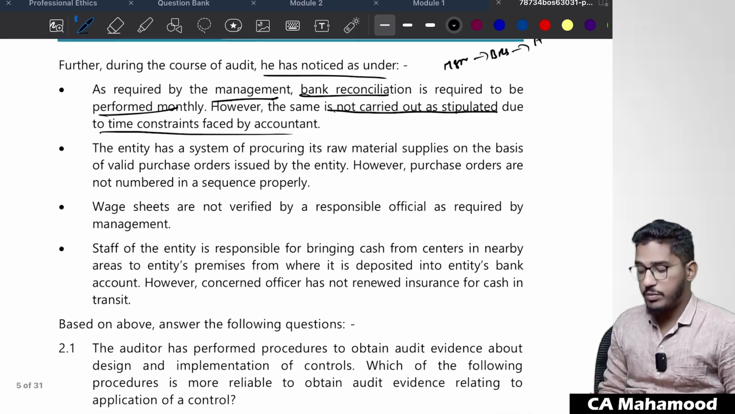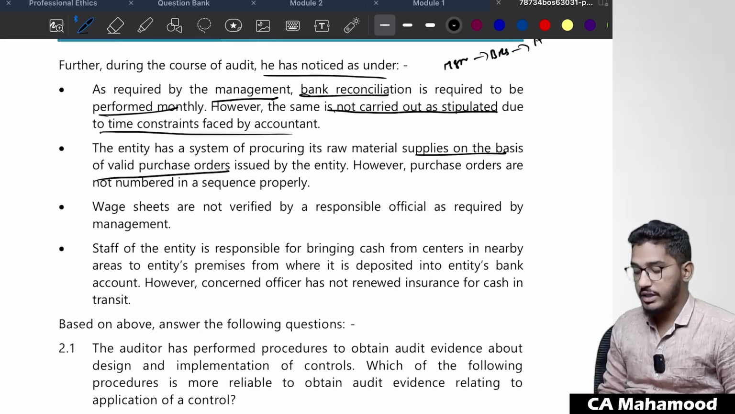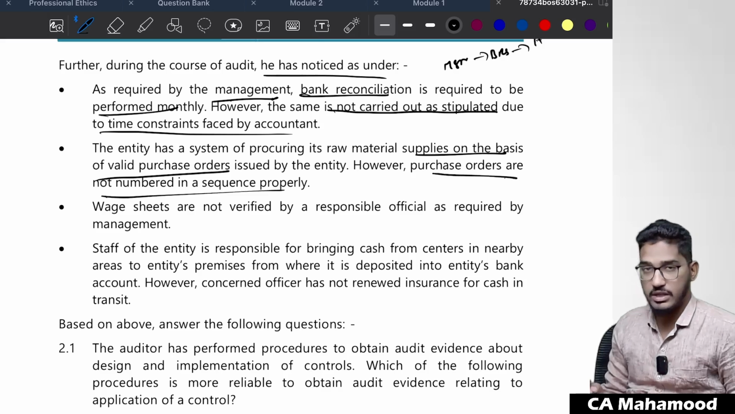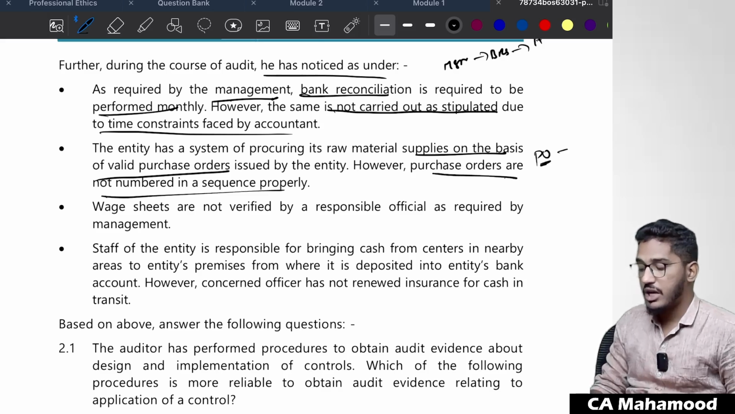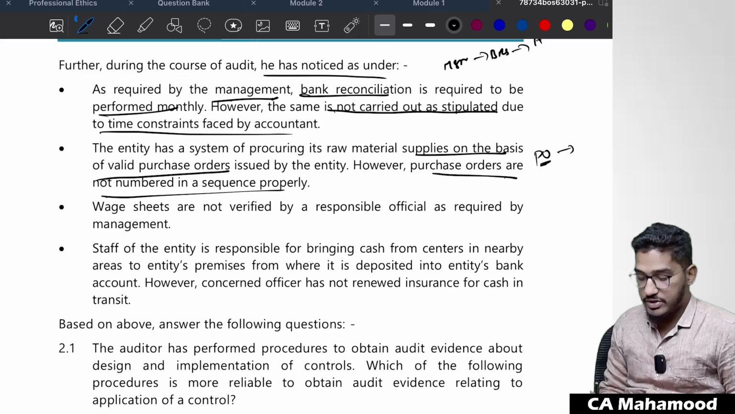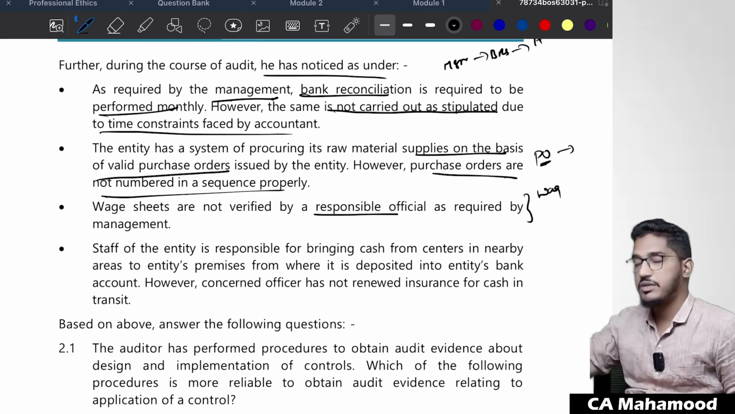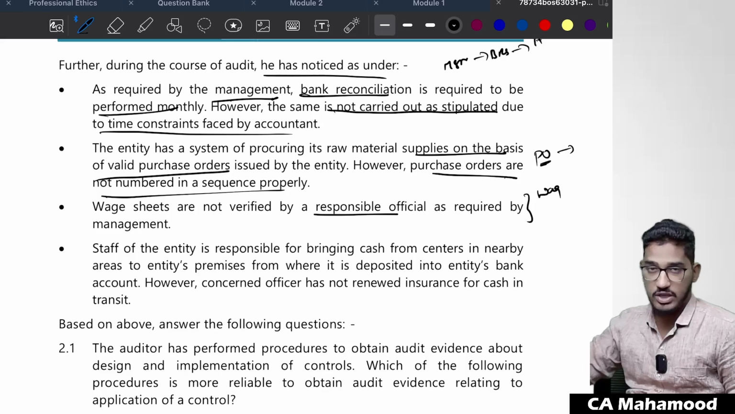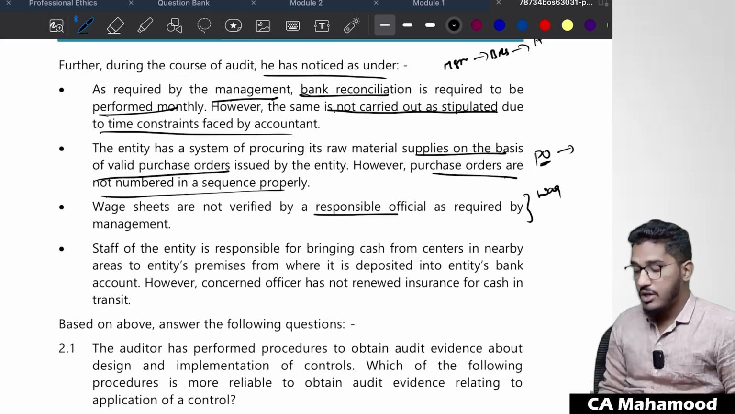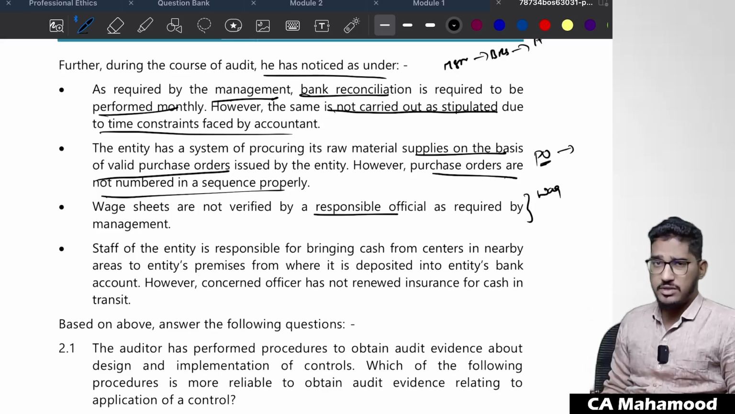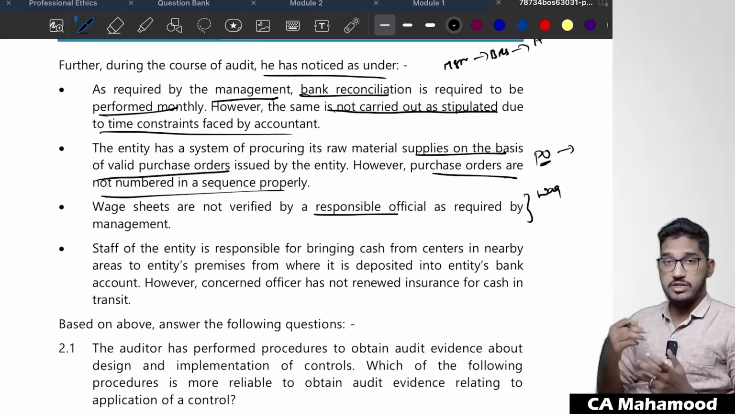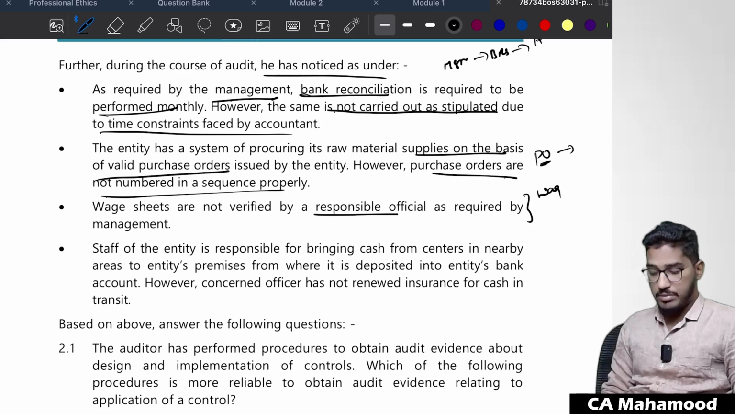The entity has a system of procuring its raw material supplies on the basis of valid purchase orders issued by the entity. However, purchase orders are not serially numbered. So there is no serial numbering of purchase orders. Wage sheets are not verified by the responsible official as required by the management. Before you make the payment of the wages, a wage sheet will be prepared. Wage sheet means nothing but a sheet which contains the amount of wages which are required to be paid to the laborers. So before making payment, that wage sheet should have been verified, but that verification is also not happening.